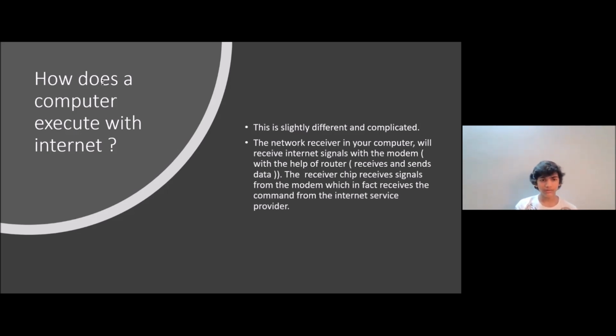So there is a Wi-Fi receiver, a network receiver chip, in your computer. It's a chip which receives the signal sent from the modem with the help of the router. I would really recommend the computer networking course recordings, because he explained the router and modem in detail. The router receives and sends the data, and the modem consists of a modem and a router. So the receiver chip receives signal from the modem, which in fact receives the command from the internet service provider, which is ISP.